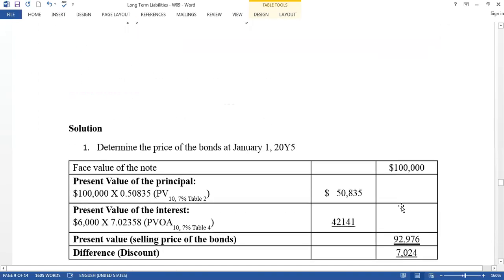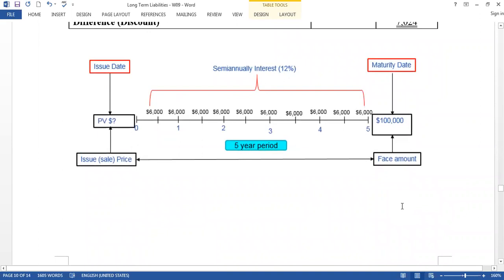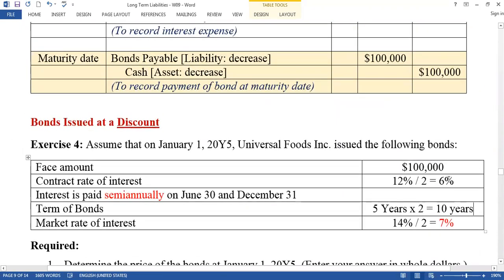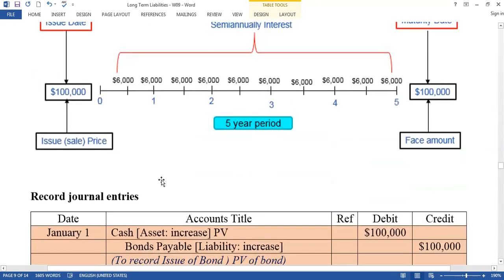So look at the diagram here first. Five years later, I promise to pay $100,000, because this amount is fixed. This is mentioned on the bond. And every period I am going to pay $6,000 interest. Why $6,000? Because this is my promise, right? Interest, I told you that the contractual interest rate is used here. If I copy from here again.